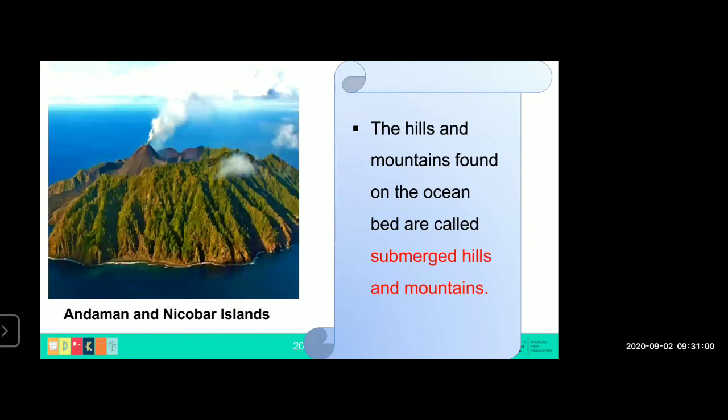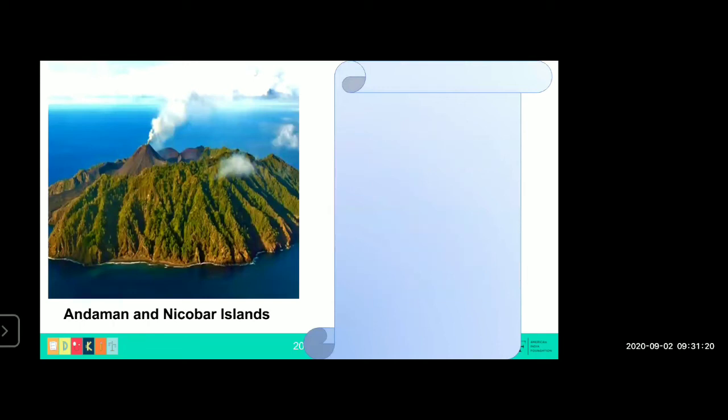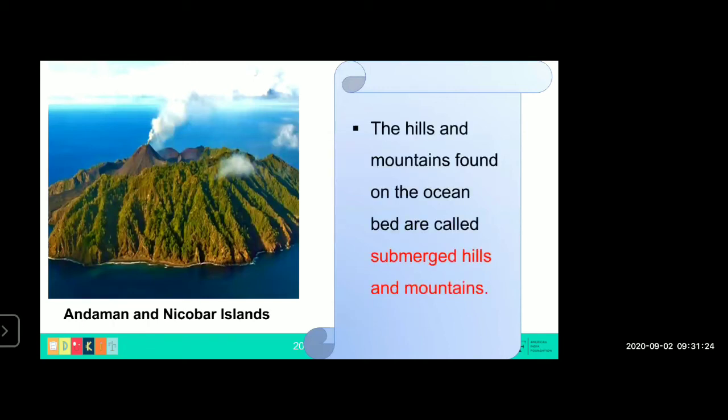While the peaks or tops of some mountains come above the sea level, these are called marine islands. For example, Iceland in the Atlantic Ocean and the Andaman Nicobar Islands. This is the Andaman Nicobar Island, in the Bay of Bengal.